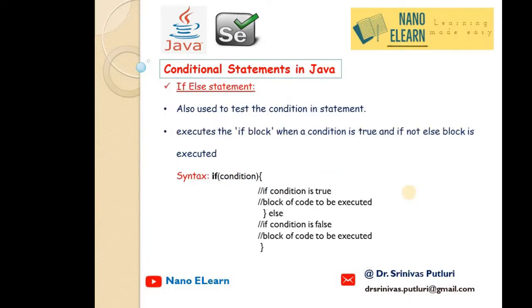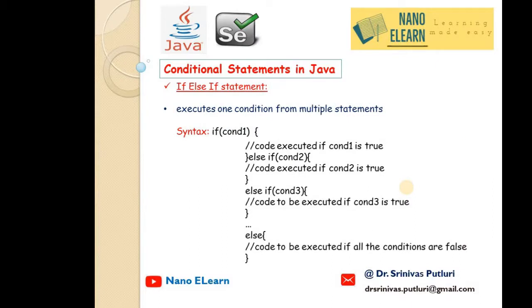The second statement is the if-else statement. This is also used to test a condition in a statement. It executes the if block when the condition is true, and if not, the else block of the code is executed. The syntax will look like this: if followed by its condition. If the condition is true, a block of code needs to be executed. Else, if the condition is false, the else block of code will be executed.